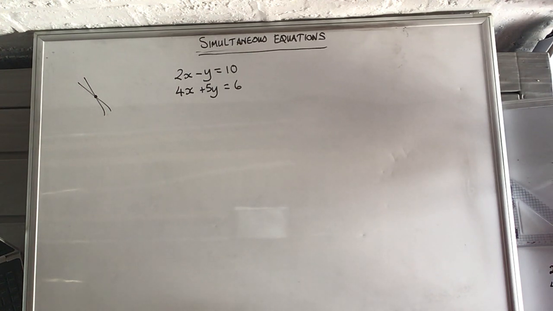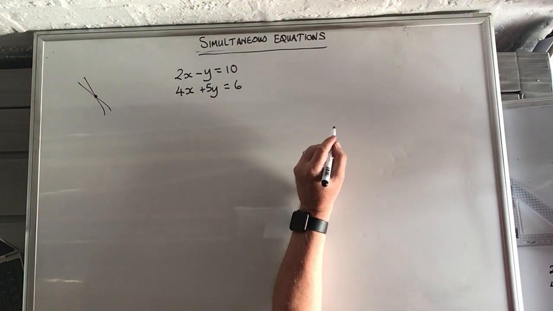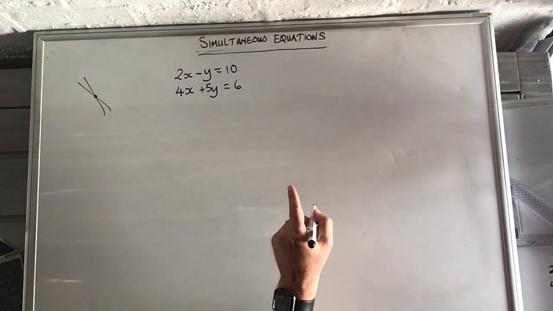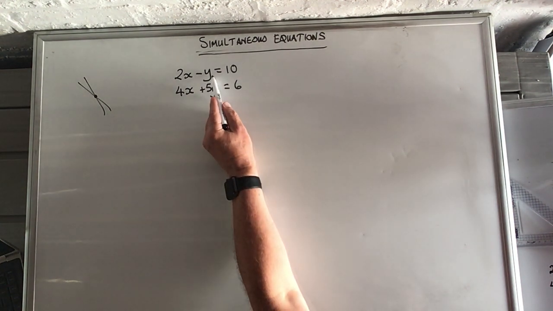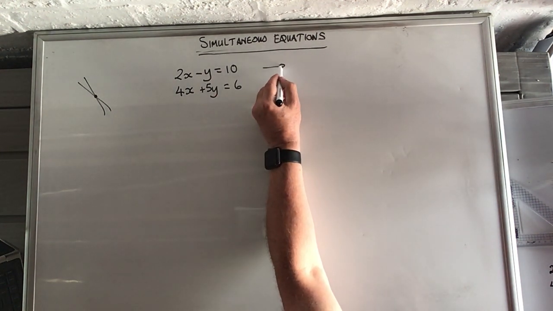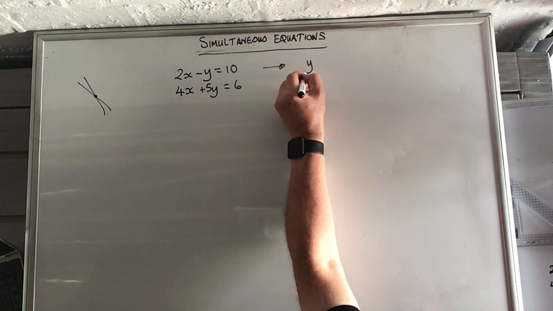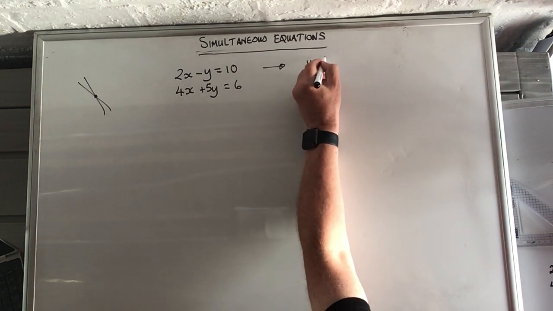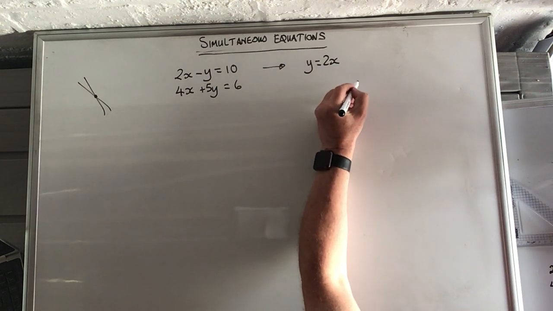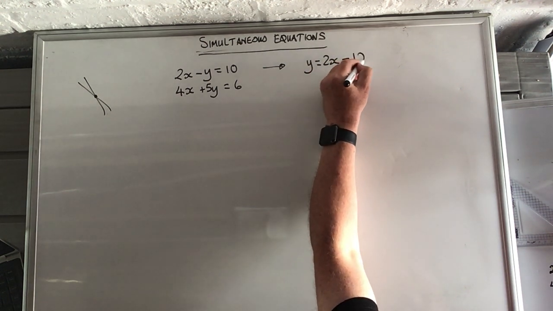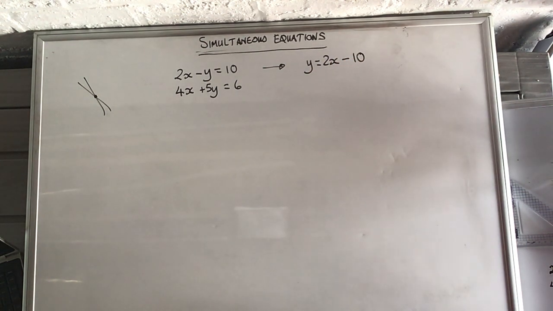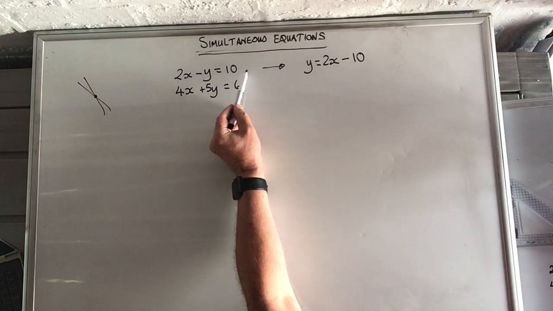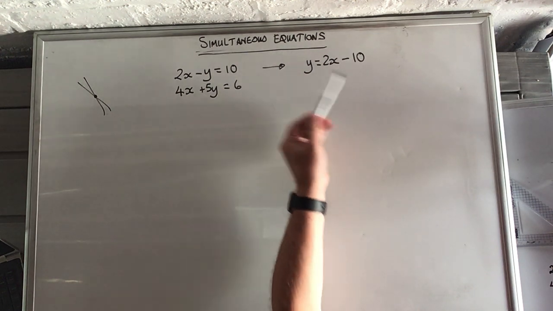Okay. So because we're using the substitution method, I'm going to rearrange this one here into y equals mx plus c. So that's going to be y equals 2x minus 10. Now I've done a few steps there. You might have to think about that to see where it comes from. I've added y to both sides, and then I've subtracted 10 from both sides and flipped it round.